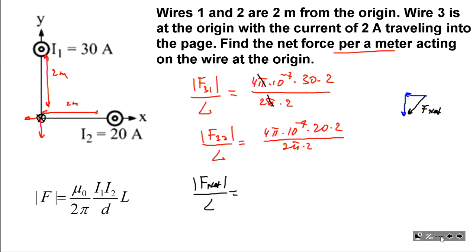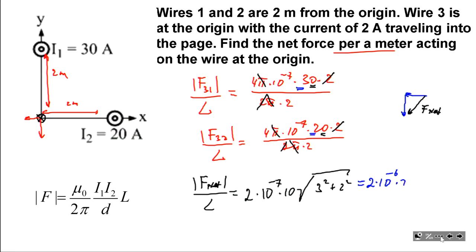Well, pi and pi, 2 and 2, pi and pi, 2 and 2, 4 over 2, which is 2, 10 to the negative 7th, and this 0, which represents another 10. And what's left inside is 3 squared plus 2 squared, from this number 3 and from this number 2. So 2 times 10 to the negative 6 times square root of 9 plus 4, 13.